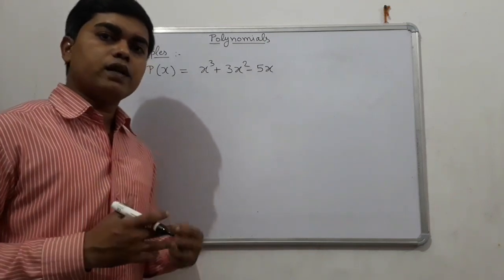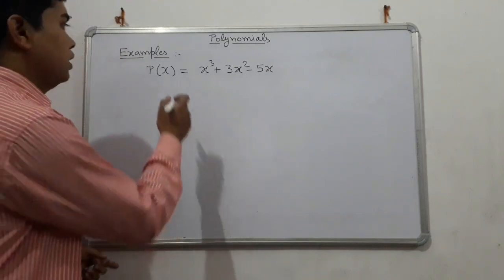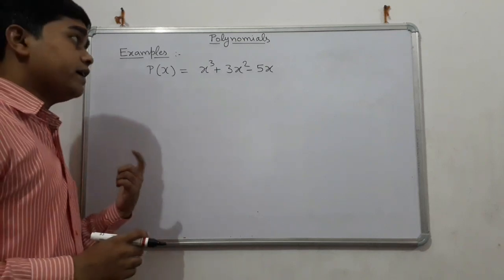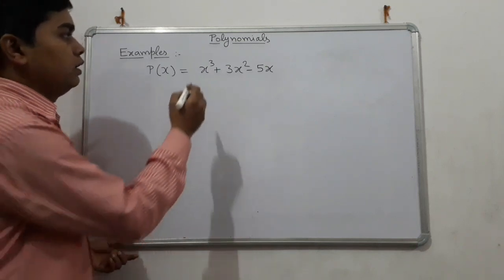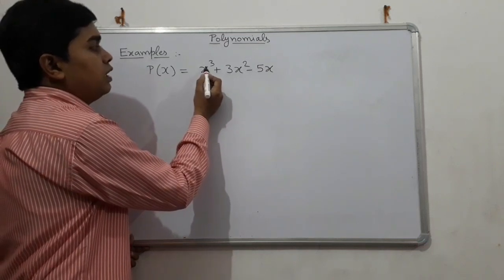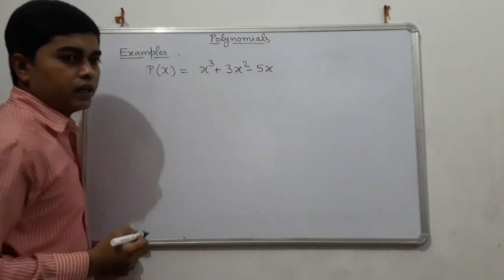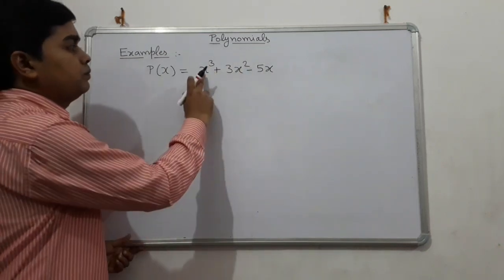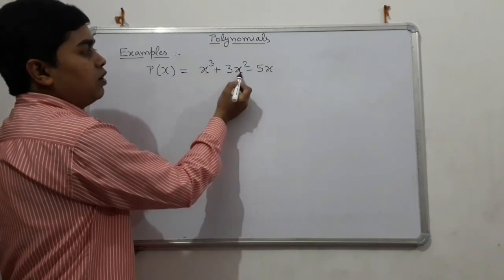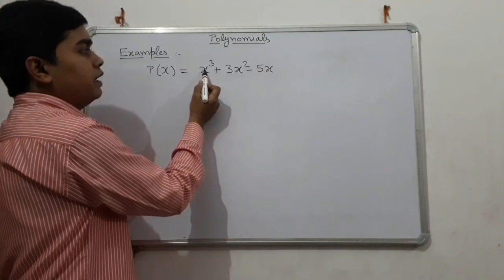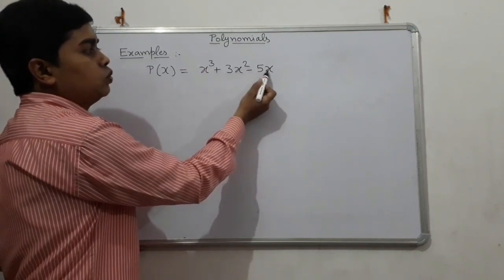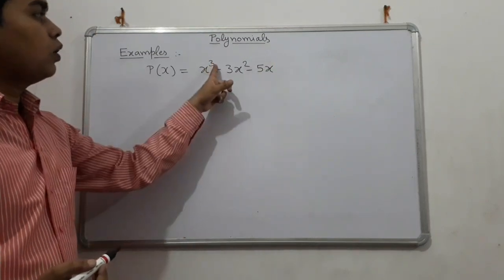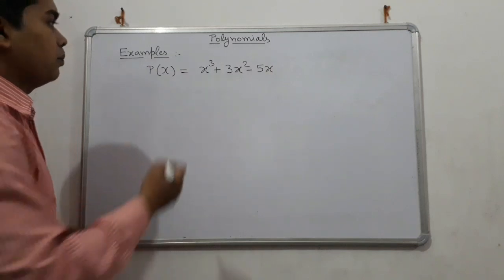Children, now we will understand polynomials with some examples. Suppose I am taking p(x) is equal to x cube plus 3x square minus 5x. Now it is polynomial or not? How you can check? I have told you if the power, or you can say exponent of variable is whole number, then it will be polynomial. Now see here, power of all variables is whole number. Like here x to the power 3, x to the power 2, 5x means here we have power as 1. So these are whole numbers. So that's why this is polynomial.